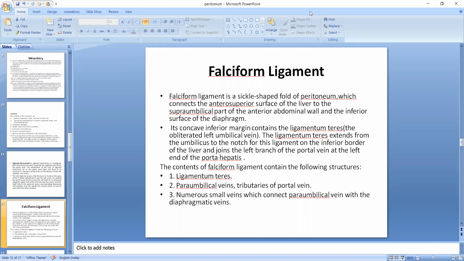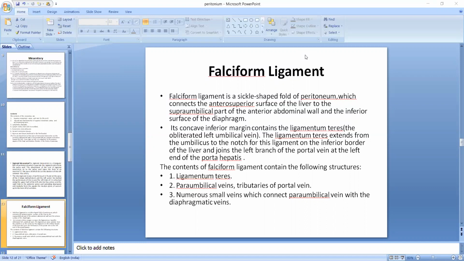Falciform ligament is a sickle-shaped fold of the peritoneum which connects the anterior superior surface of the liver to the supraumbilical part of the anterior abdominal wall and the inferior surface of the diaphragm. Its concave inferior margin contains the ligamentum teres. The ligamentum teres extends from the umbilicus to the notch for this ligament on the inferior border of the liver and joins the left branch of the portal vein at the left end of the porta hepatis.